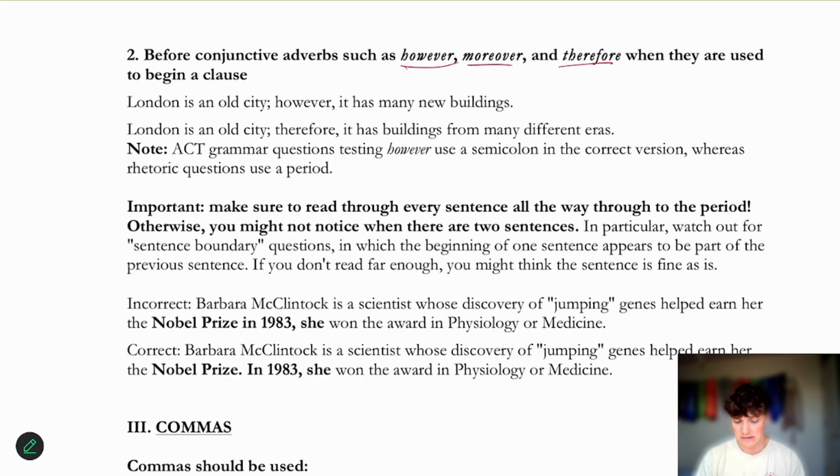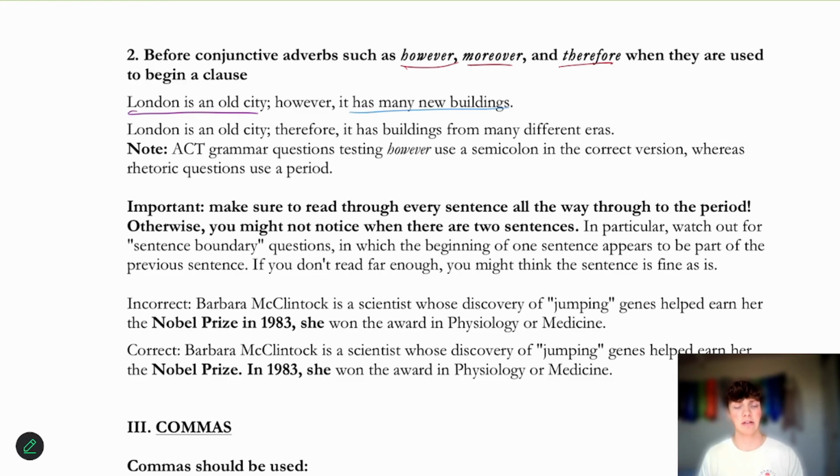For example, London is an old city. However, it has many new buildings. London's an old city. If the city is old, you'd expect it to have many old buildings. But the next thing we're saying is it has many new buildings. So although these two things can both be true, a lot of people might think that's a little bit weird, and might find some intrigue in that fact. Well, it's old, but it has new buildings. So those are contradictory in some way.